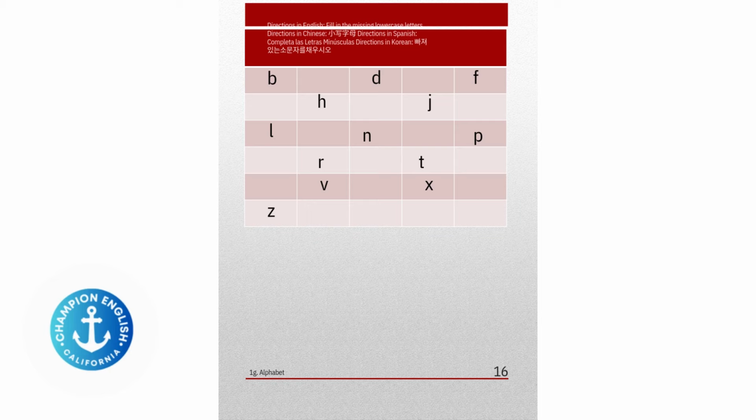We have D, then you write E. We have F, then you write G. We have H, then you write I. We have J, then you write K. We have L, then you write M. We have N, then you write O. We have P, then you write Q. We have R, then you write S. We have T, then you write U. We have V, then you write W. We have X, then you write Y. And then we have Z.